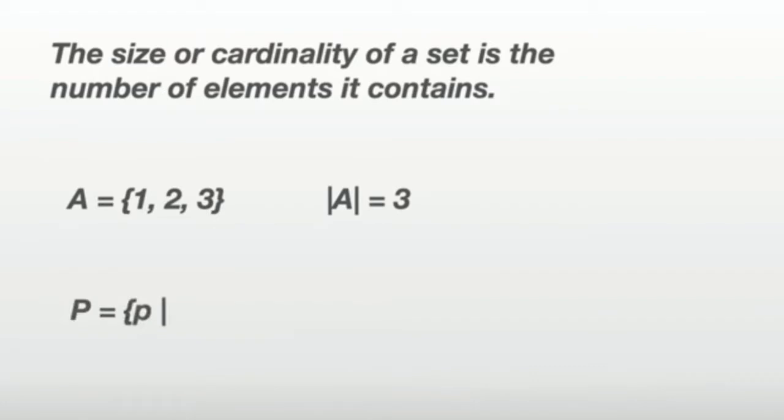The size, or cardinality of a set, is the number of elements it contains. So if A contains 1, 2 and 3, then the cardinality of A is 3, and we denote the cardinality of a set with two vertical lines. If a set has an infinite number of elements, like the set of prime numbers for example, then it's perfectly fine to write the infinity symbol as the cardinality of the set.